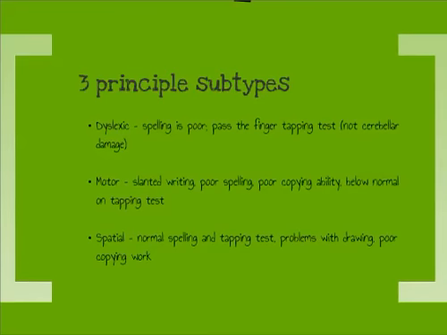It's a test designed to determine whether a person's problems in writing are associated with motor skills or damage to some portion of the brain that helps control motor skills. There is the possibility of motor problems, in which you might see slanted writing, poor spelling, poor copying ability, and spatial problems.